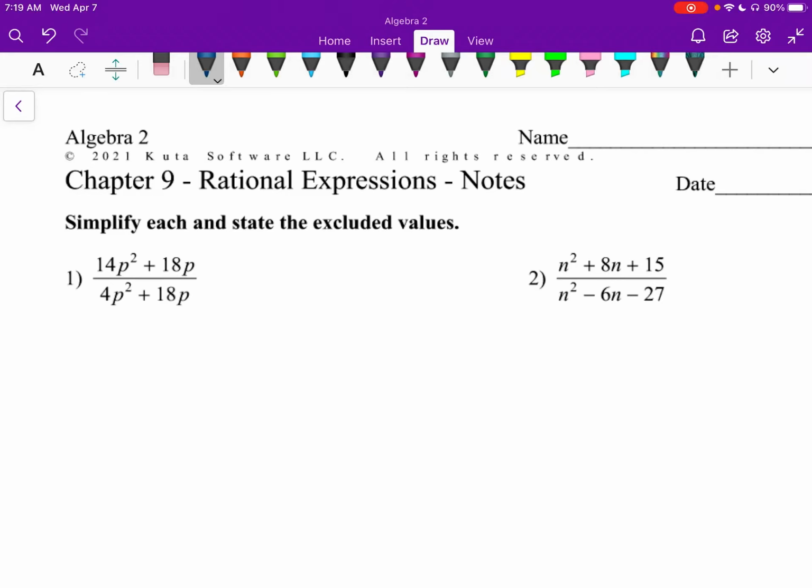All right, rational expressions. This is chapter 9, part 1, and part 2 will be based on graphing. So here we're simplifying each expression and we're stating the excluded values. Now, an excluded value would be something like when a denominator is 0 or something underneath a root is negative. So we're going to have to look for that.